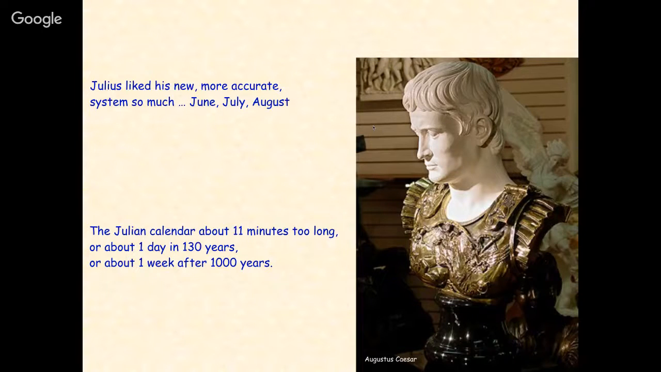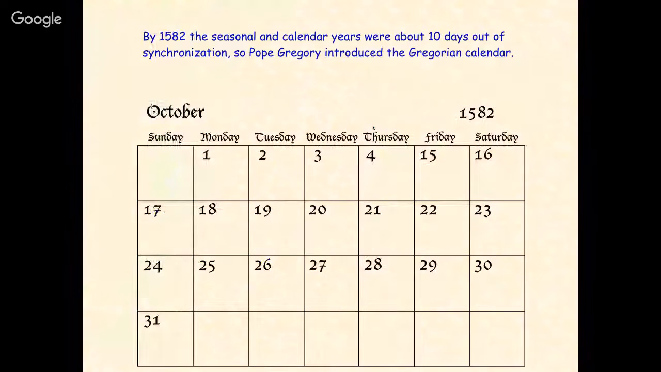Well, guess what? 1,000 years did roll by. And so by 1582, the seasonal and calendar years were about 10 days out of sync. And this was beginning to be a problem. And so it was Pope Gregory who made some adjustments to the Julian calendar, and he introduced what is called the Gregorian calendar.